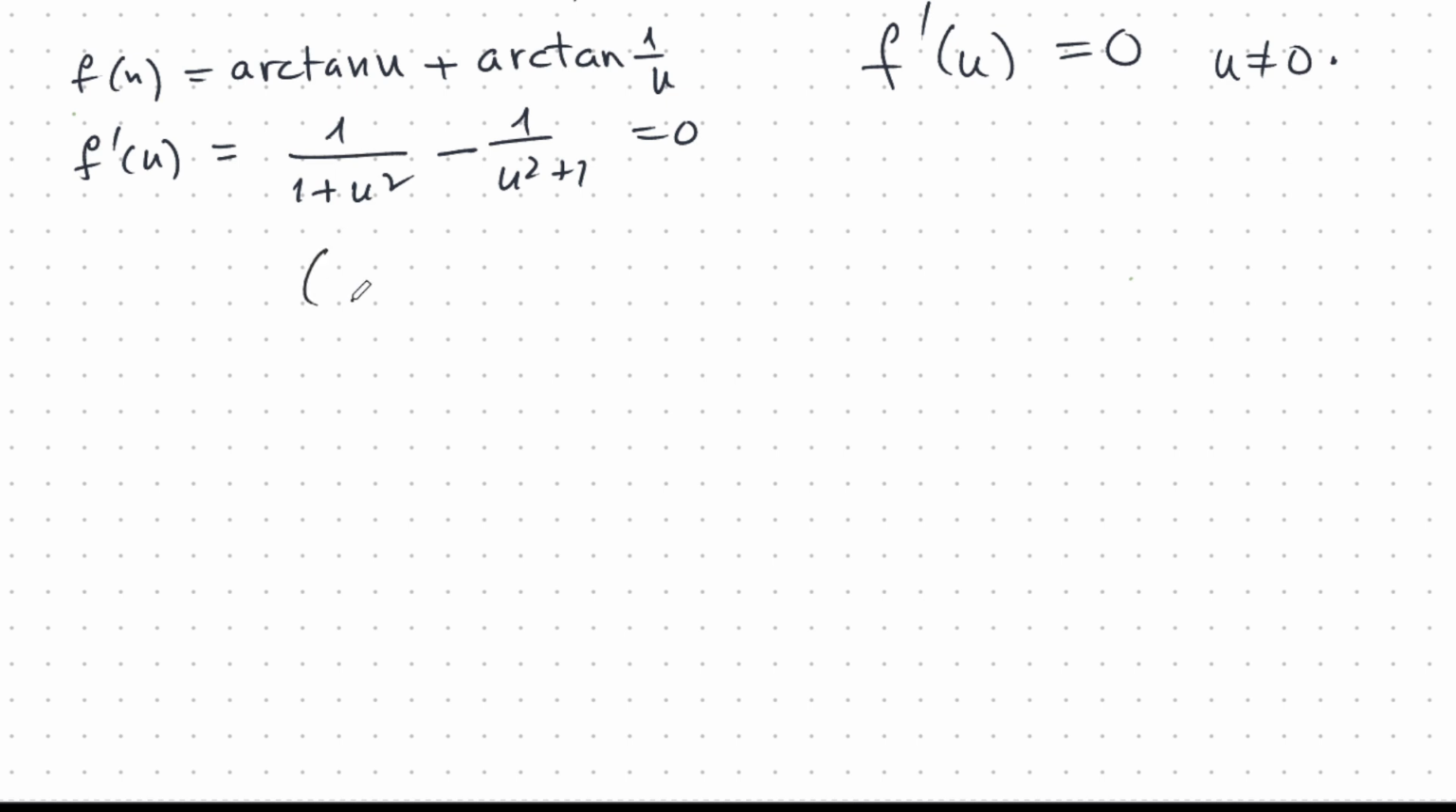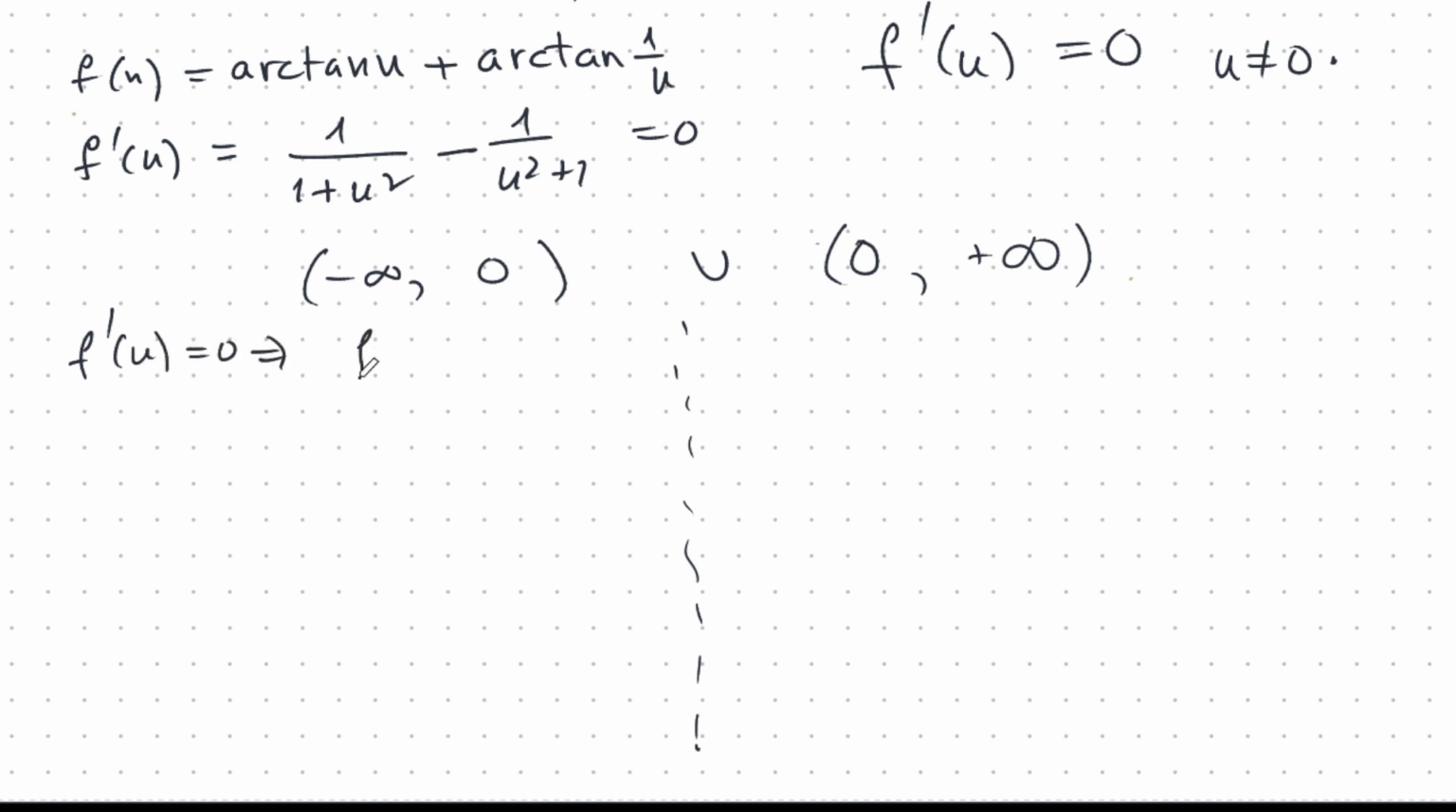Let's write our domain of definition like this: from negative infinity to 0, not inclusive, so it's an open interval, and same here, it does not include the point 0, and this goes to positive infinity. So we have two separate behaviors here. In this part, f prime of u is 0, and this means that f of u is a constant. Okay, so let's calculate what that constant is.